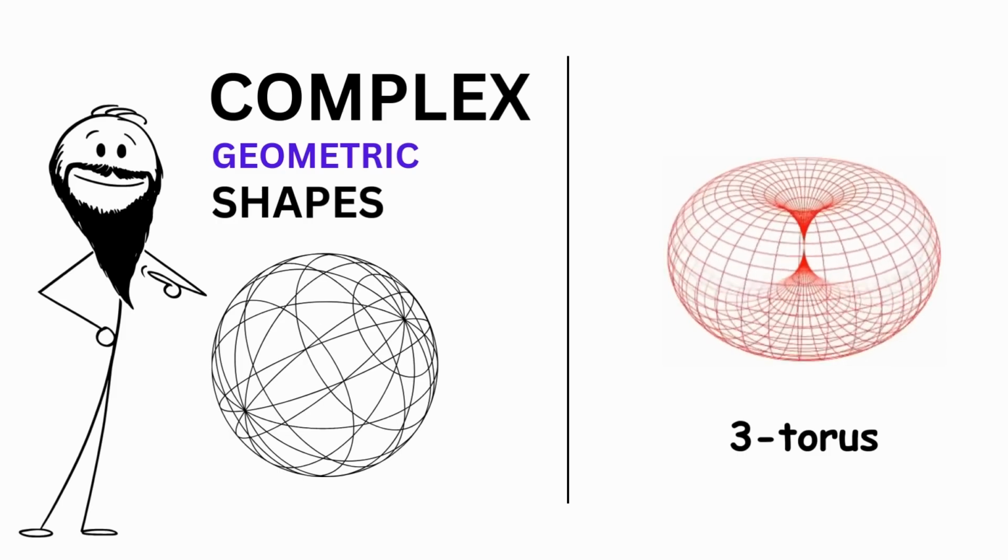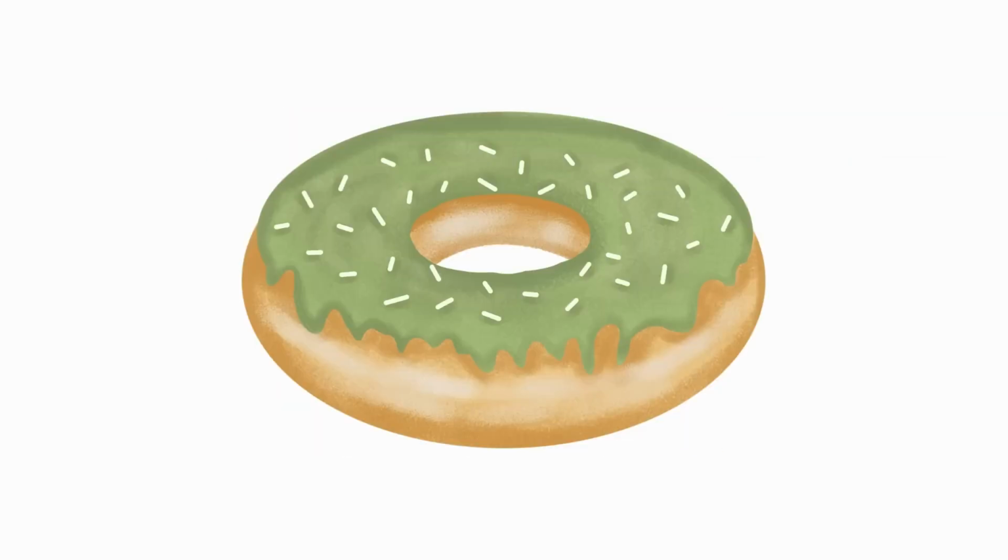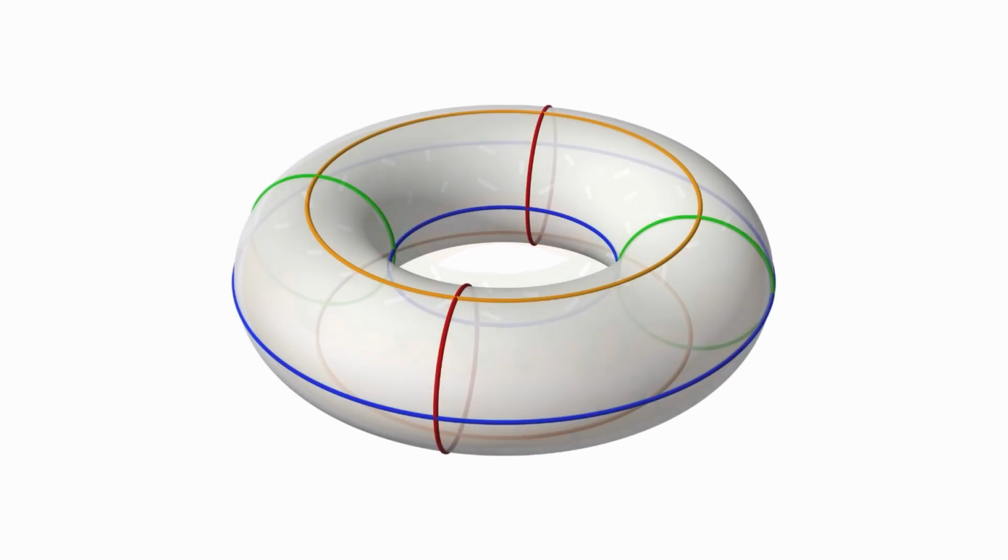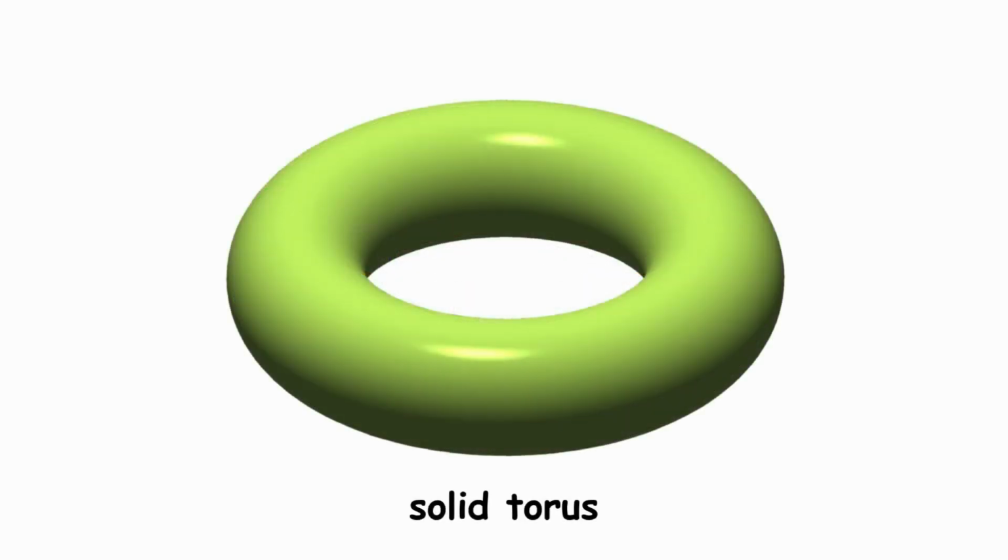3 torus. A torus is simple. It's just a donut shape. Note that the torus is hollow. If the inside is included, it's called a solid torus instead.